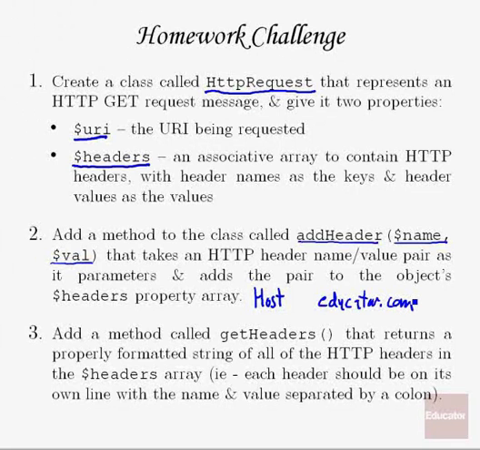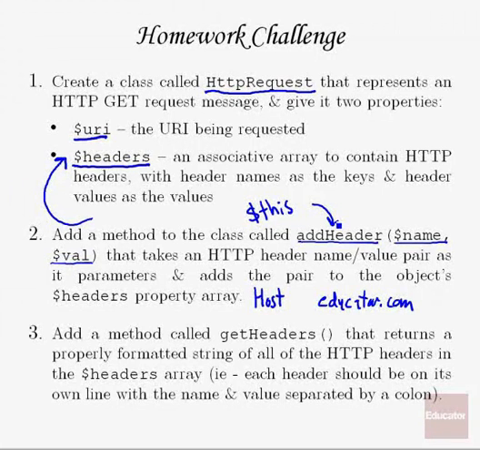So what this addHeader method is going to need to do is access this headers property of the HTTP request object in order to add this name value pair to it. And in order to access from within an object method the properties of that object, you need to use the this variable. So you're going to have to use the this variable within this method here.